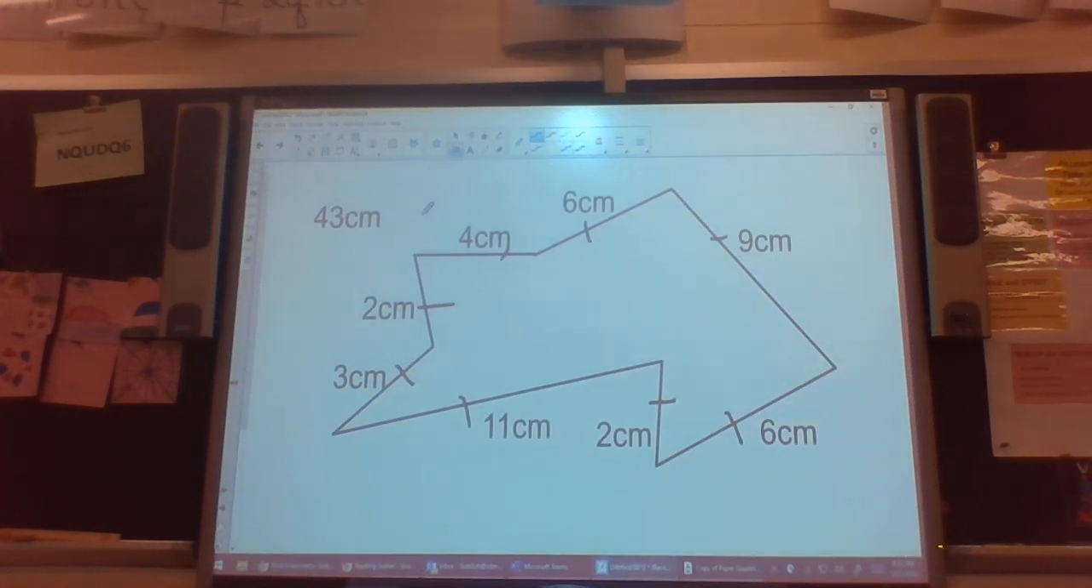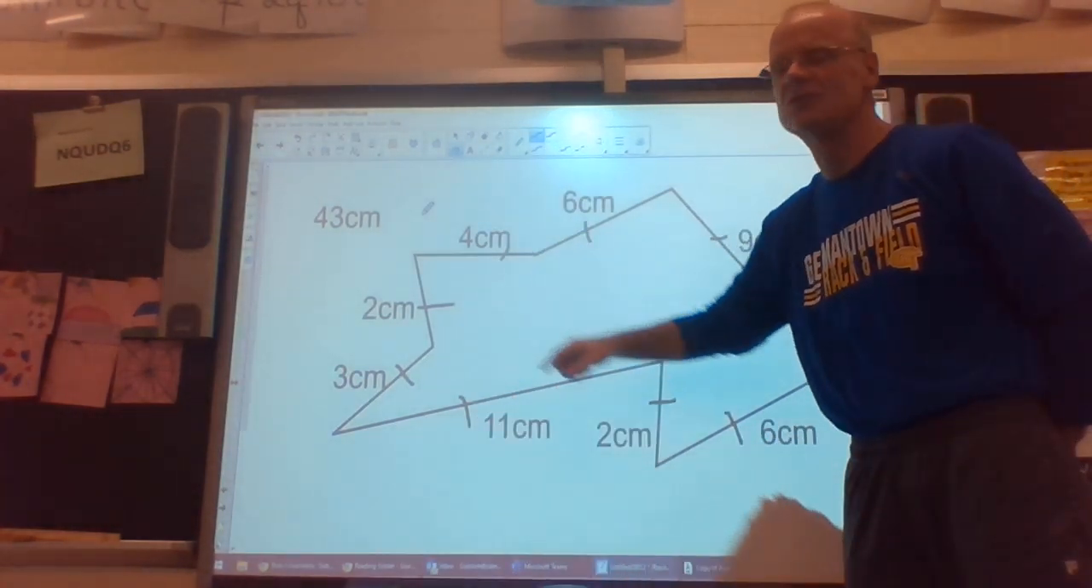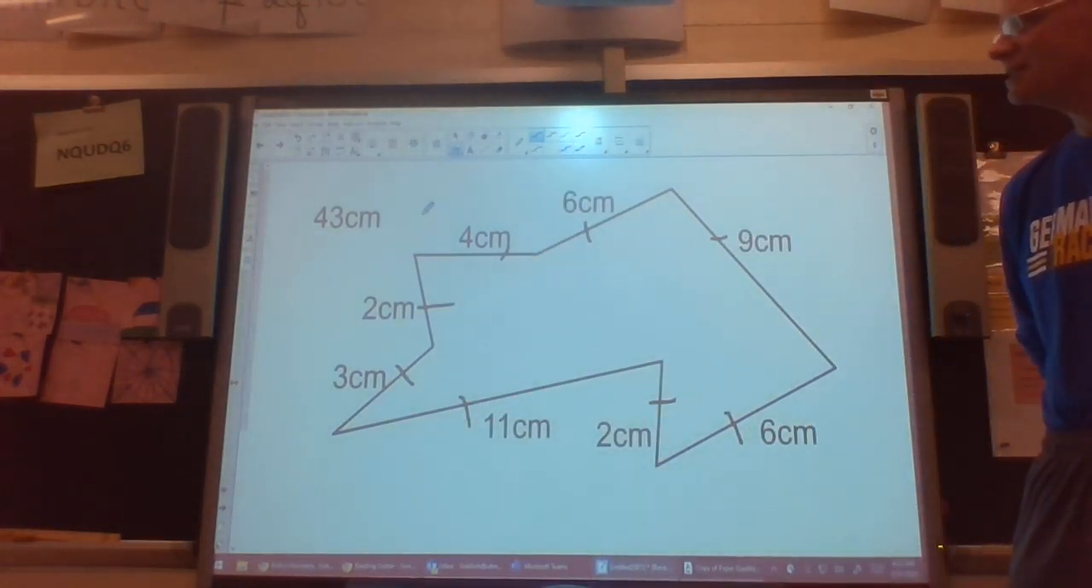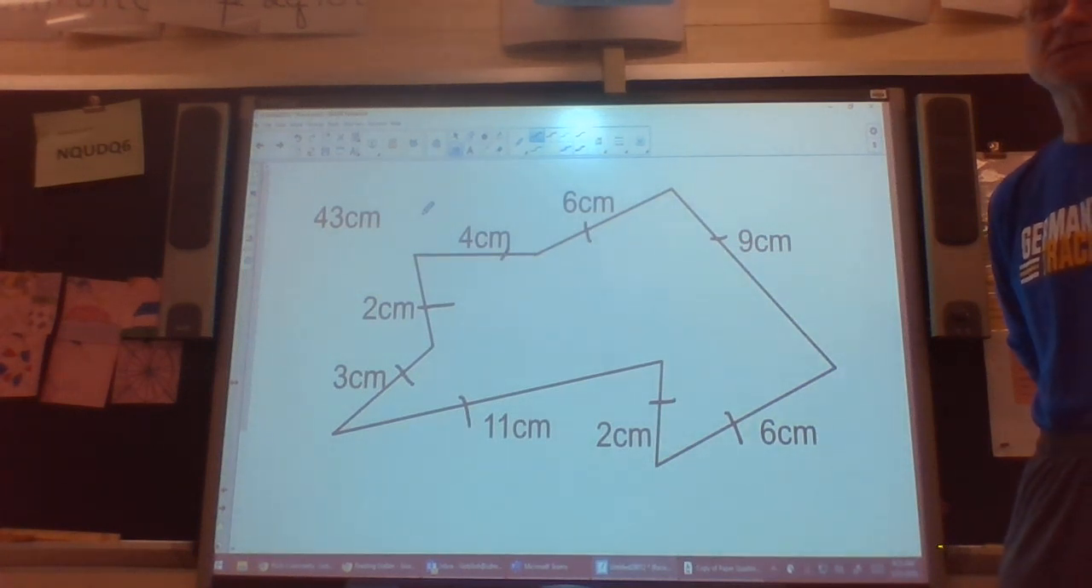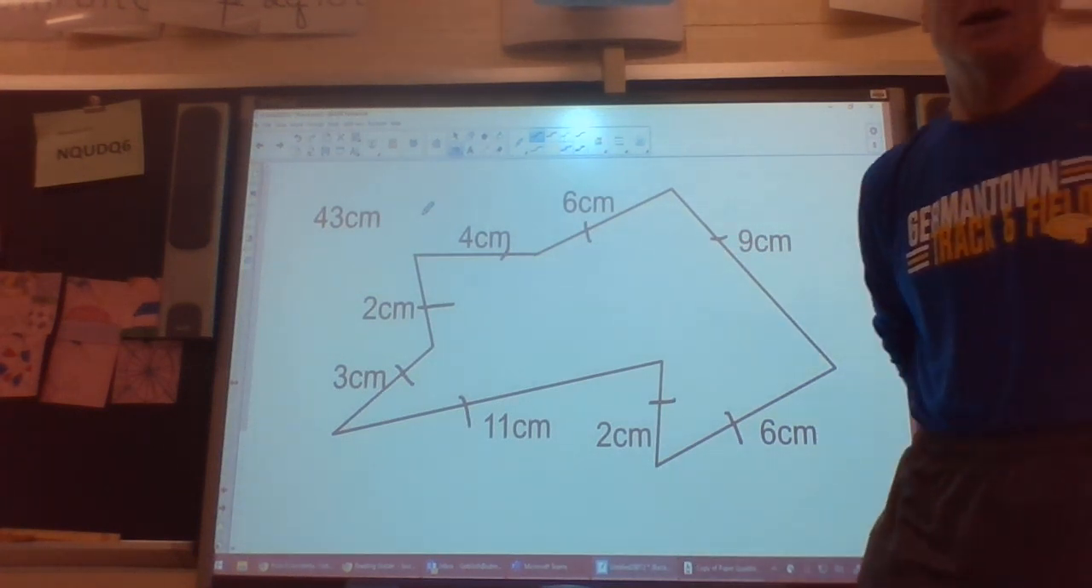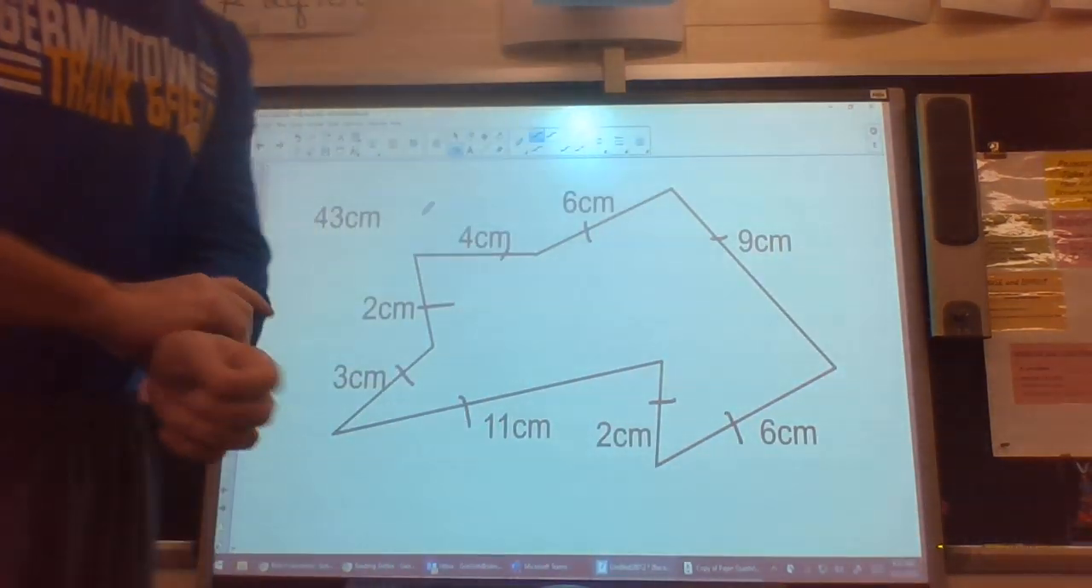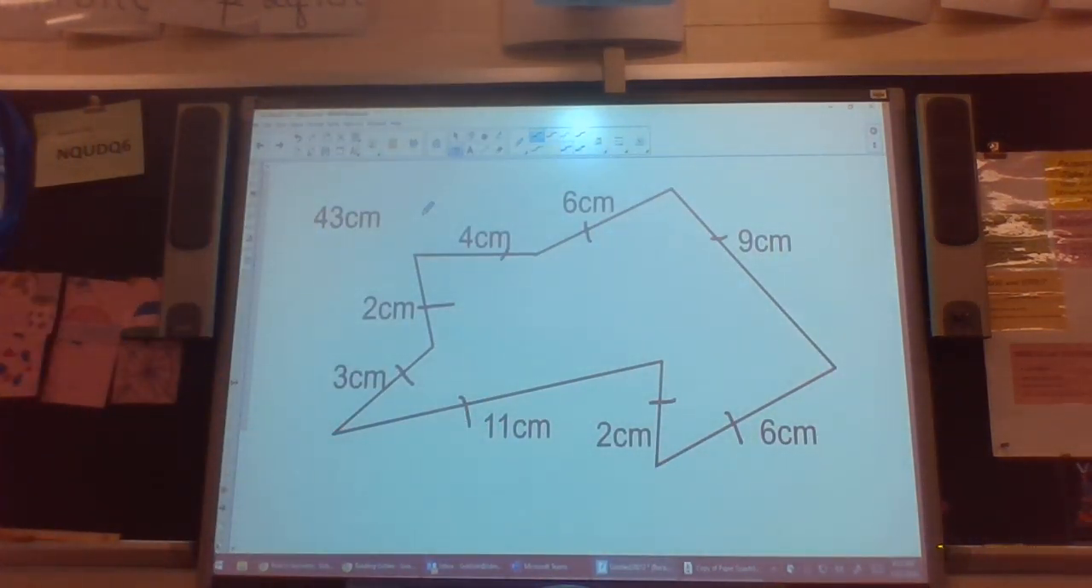So you can jump around on your sides like I just did, but whenever you do it, make sure to mark your sides so you make sure that you add all of them. So I did it 2 different ways. I got 43 both times, so I'm kind of happy with that. I'm going to throw one more problem at you, and this one has a little twist for you also.